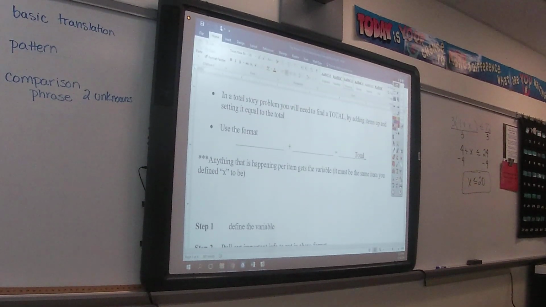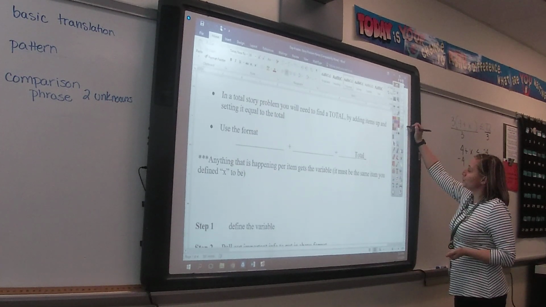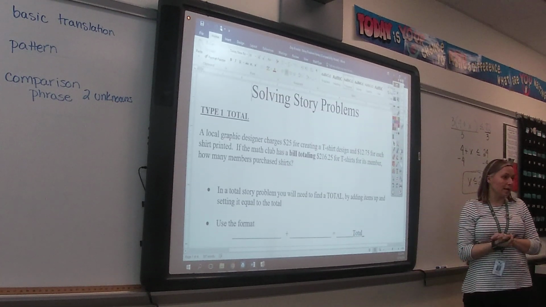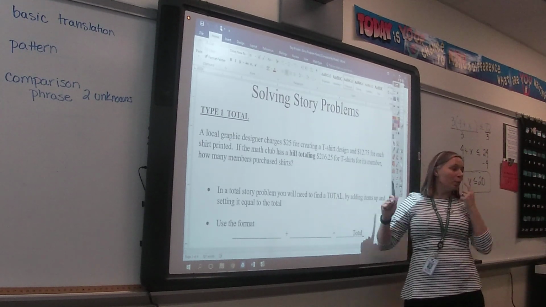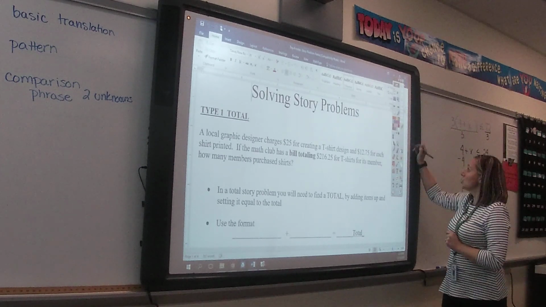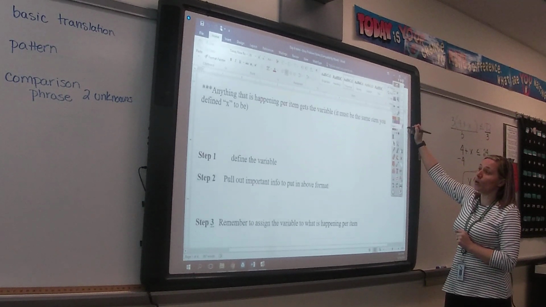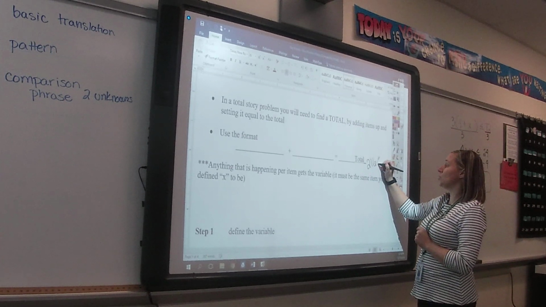Okay, we said before lunch, looking at this first problem, that we know it's a total story problem. How did we decide that? What told us that? Billy told. Right, we read it. We knew in the total we needed to add some things up and set it equal to a total. So we knew we wanted to go into this format, and we knew that our 216.25 needed to go into the total blank.